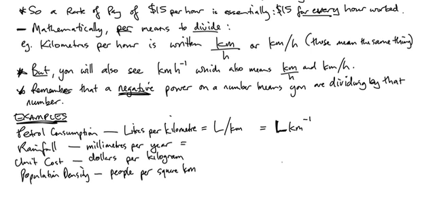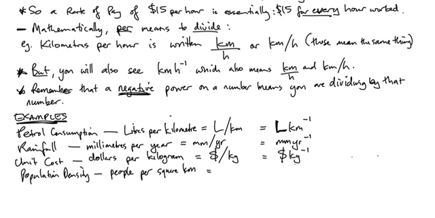Alright, next, rainfall measured in millimeters per year. So based on what I've told you, it's going to be millimeters divided by year, right? But just like before, because it's being divided by the year number, it's millimeters and year to the -1. Okay, dollars per kilogram is going to be the same as dollars kilogram -1.